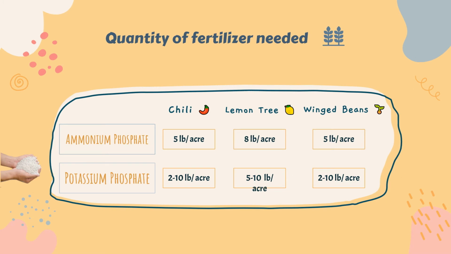Next is the quantity of ammonium phosphate needed for each plant. For chili, you need 5 pounds per acre. For lemon tree, you need 8 pounds per acre. And lastly, for winged bean, you will also need 5 pounds per acre.